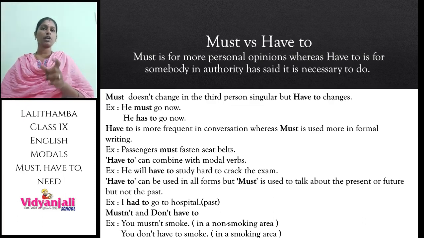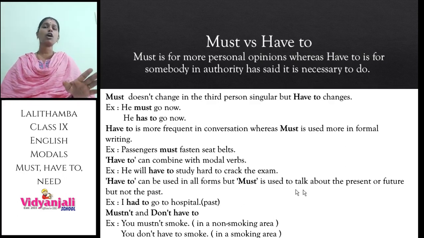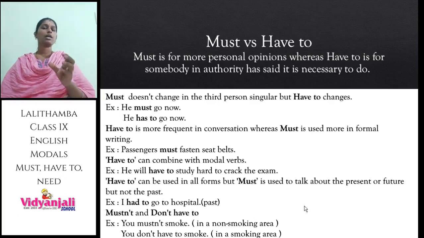So must not, when we use it, becomes more formal, whereas have to, though we use it in a formal way, when we add don't, becomes a somewhat informal way of expressing things. It's not very much compulsory. When we have don't have to, it's not necessary, but if you wish, you can do it. Now let's move on to the other slide.